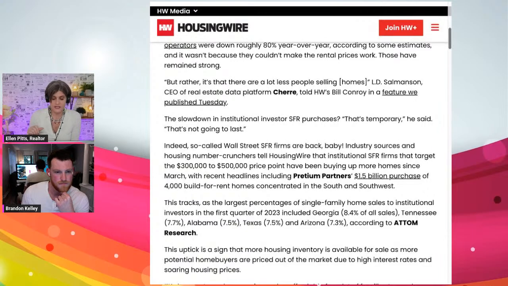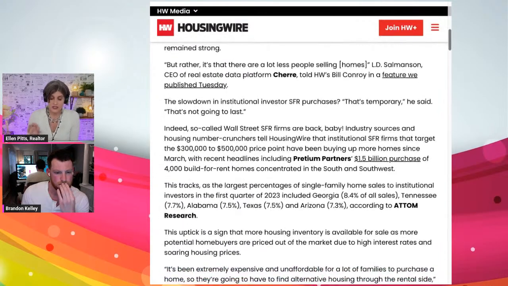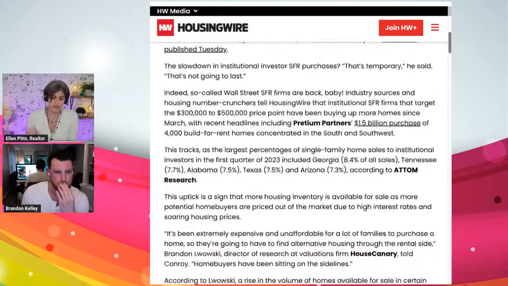So-called Wall Street single family rental firms are back. Industry sources and housing number crunchers tell Housing Wire that institutional SFR firms that target the $300,000 to $500,000 price point have been buying up more homes since March, just a couple months ago, with recent headlines including Pretium Partners' $1.5 billion purchase of 4,000 build-for-rent homes concentrated in the South and Southwest. So when we see all of those people building homes in the South, there's a demand. There's a big demand here.